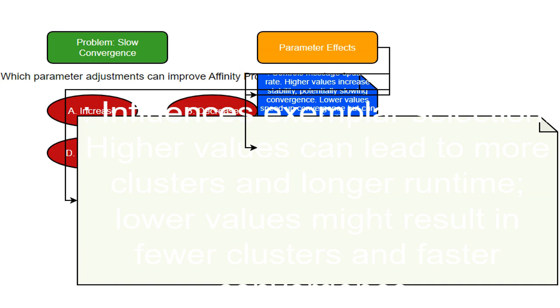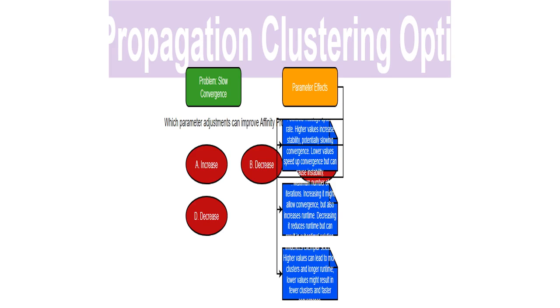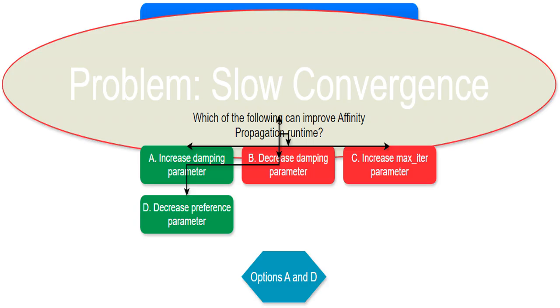A low preference says, I'm pretty sure there are only a few cluster centers. This results in fewer clusters and a faster process. This is the core question: How can we adjust the algorithm's settings to make it run faster? Let's find out. The affinity propagation algorithm, which I'm using to group my data, is taking too long to finish. I need ways to speed it up.